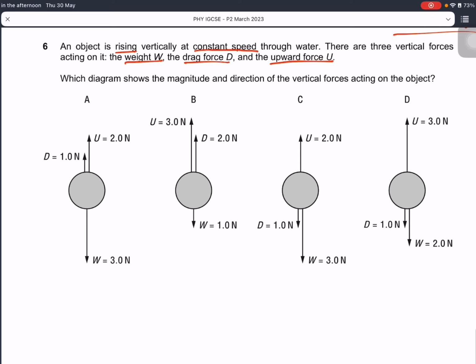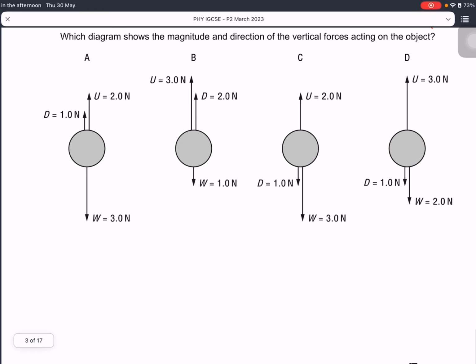First of all, constant speed. Speed is constant, acceleration is 0. So what does this tell us? Resultant force is 0. When acceleration is 0, we'll have resultant force to be 0 here. 3 forces we have. First of all, let's find the resultant force on each of the options. So 1 plus 2, 3 up, 3 down. So resultant force is going to be 0. It might be our option.